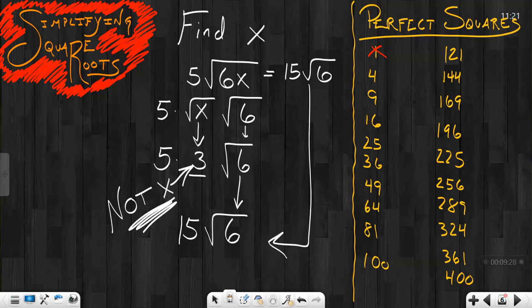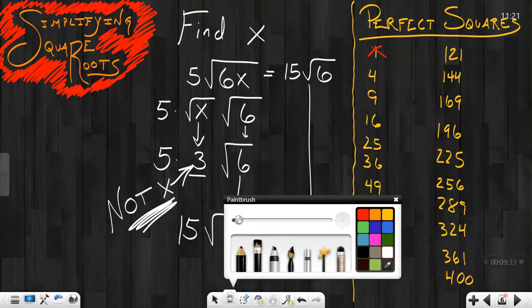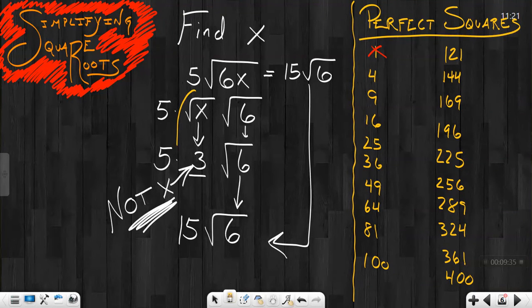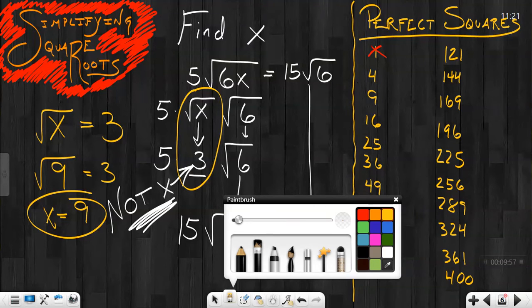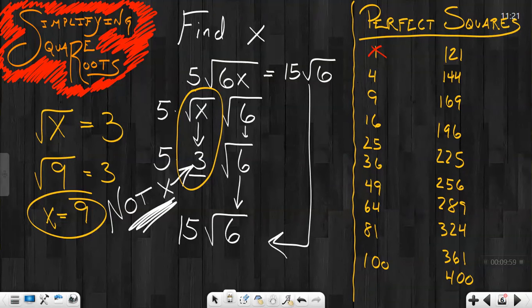But if I need a 3 there, the question really comes down to this right here. And I'm going to change my color just to highlight this. It comes down to that. In other words, the square root of some number is 3. And I want to know, what is that number? That's our goal. Okay? Well, the square root of 9 is 3. Therefore, x equals 9 in this case. Okay, so be careful. They're going to try and trap you with that by getting you to guess 3.